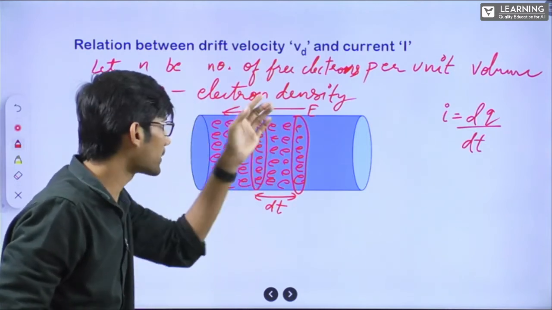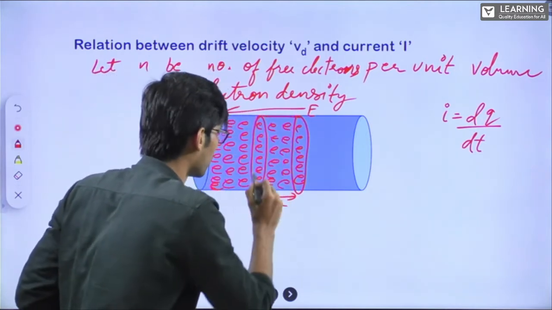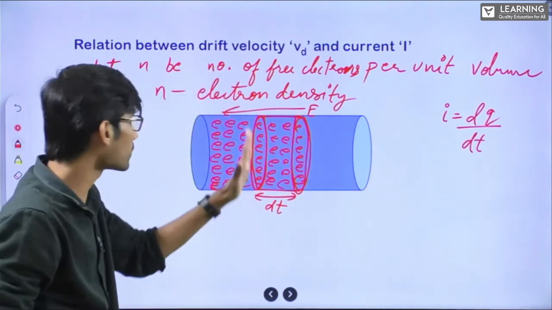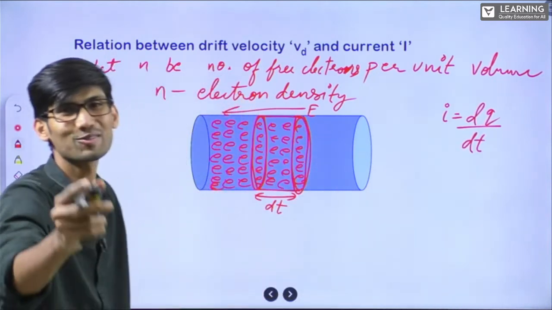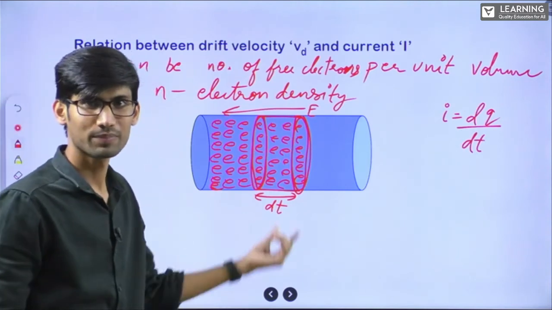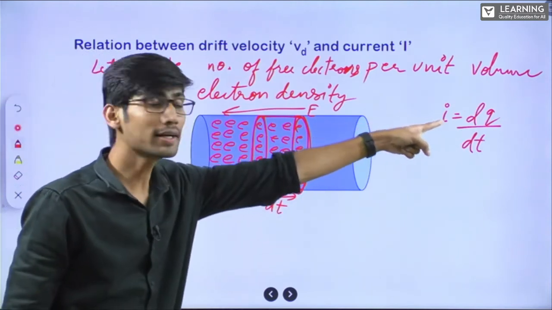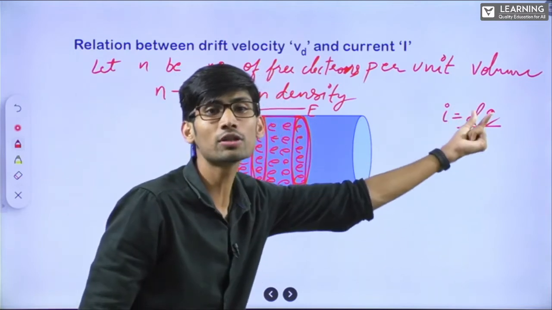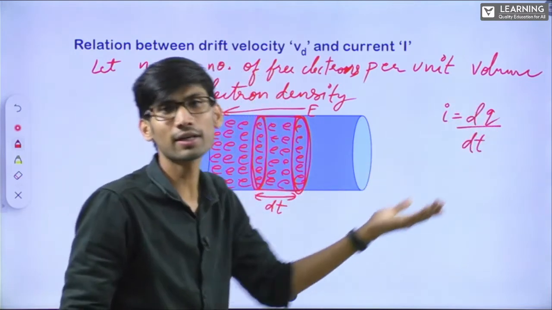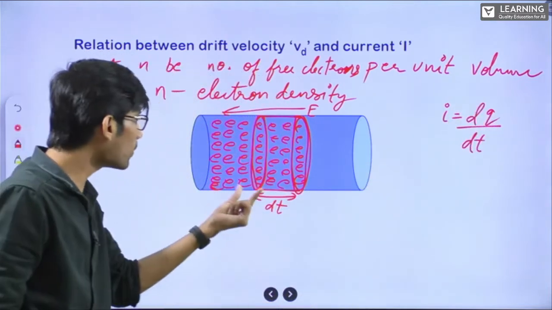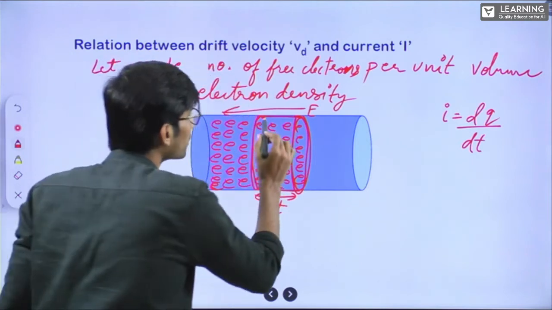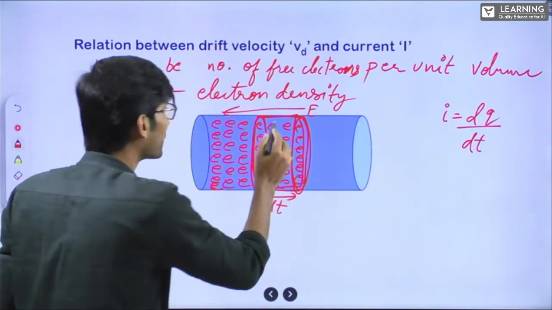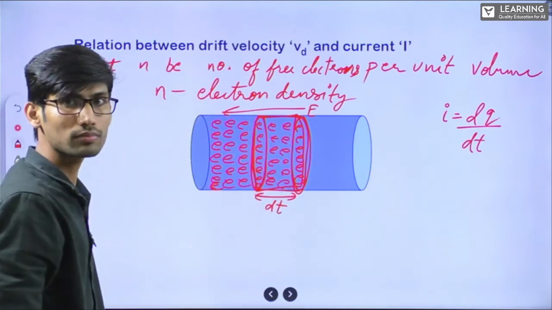How many electrons are present in this entire volume? The electrons in this entire volume are the electrons which cross this cross section in dt time. Yes or no? Correct? So now current is charge per unit time, dq by dt. In dt time, how much charge dq has passed, that is what current is. So if I get to know the dq which is inside this, I will get the current. So basically I need to find dq now.